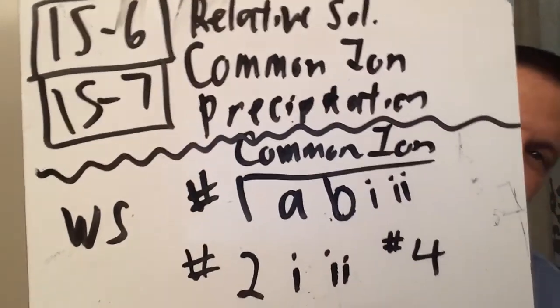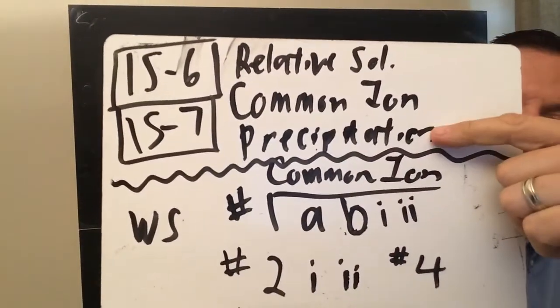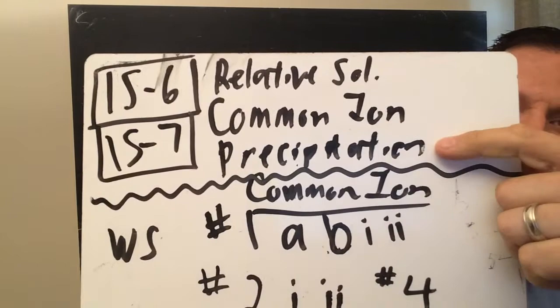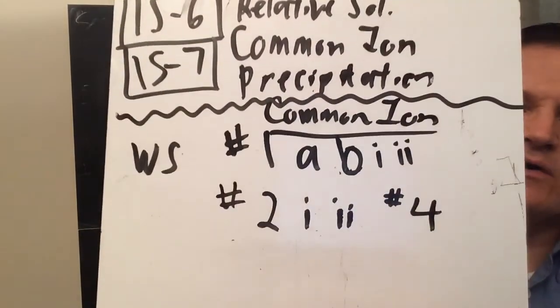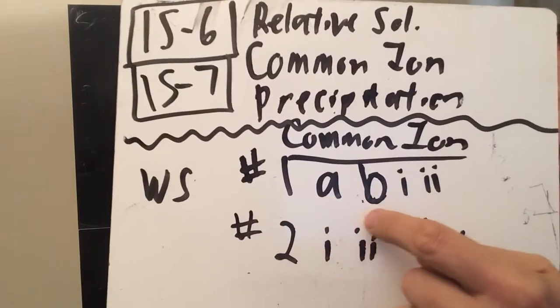Okay, this is Ksp relative solubilities, Ksp common ion, and Ksp precipitation. Sections 15.6, 15.7. On the worksheets, do number 1, A and B.